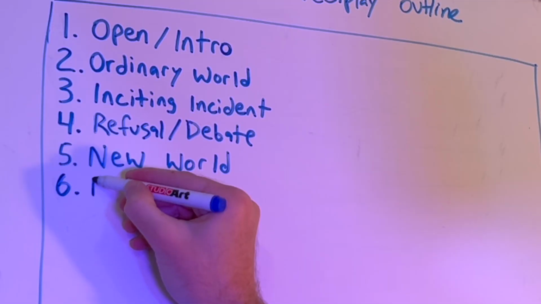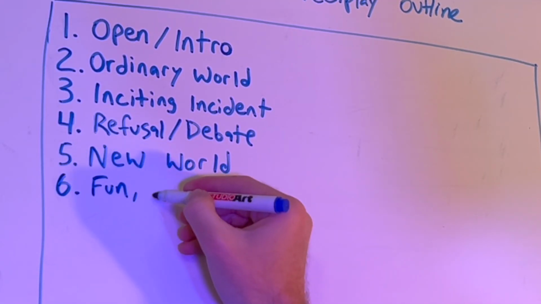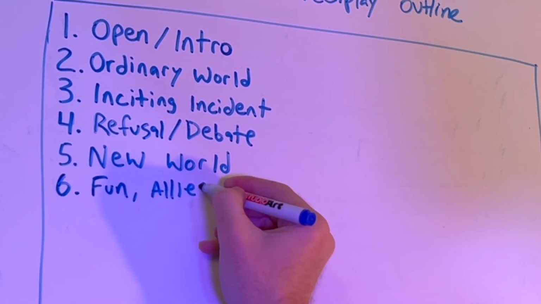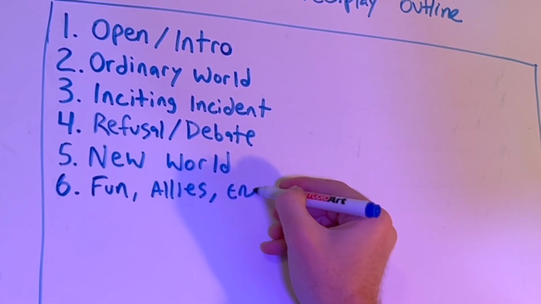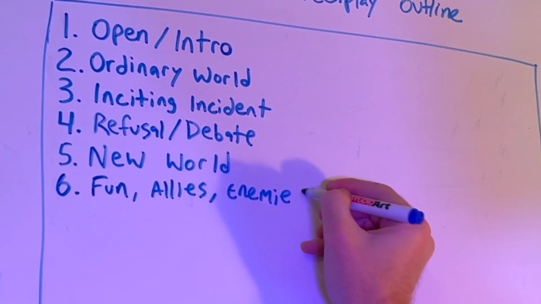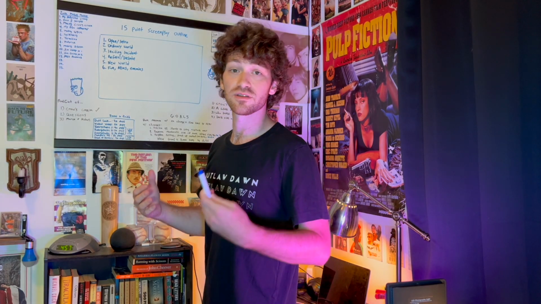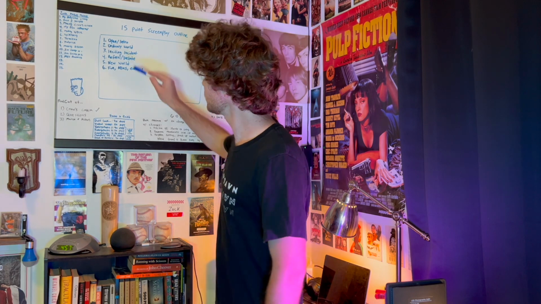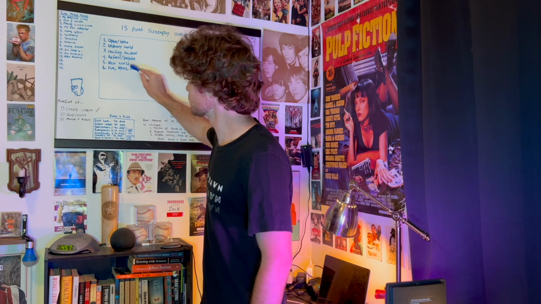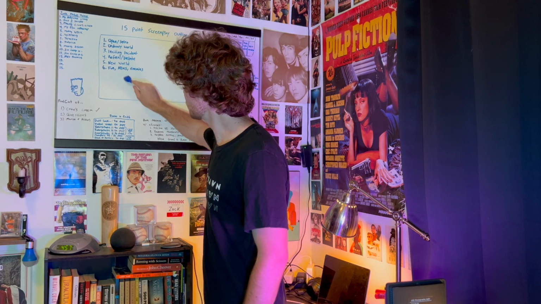Number 6. Fun, allies, and enemies. Now this is probably the most important part of any movie, in my opinion. It's not necessarily the plot, it's not necessarily the story, but it is the reason we watch movies, for fun, good guys and bad guys. That's what we want to see when we go to the movie.